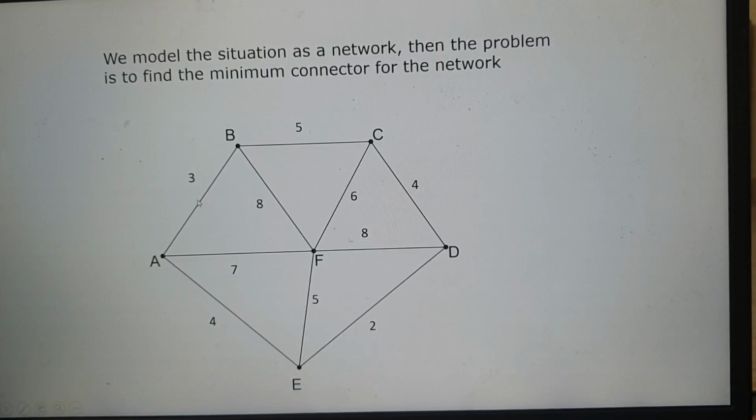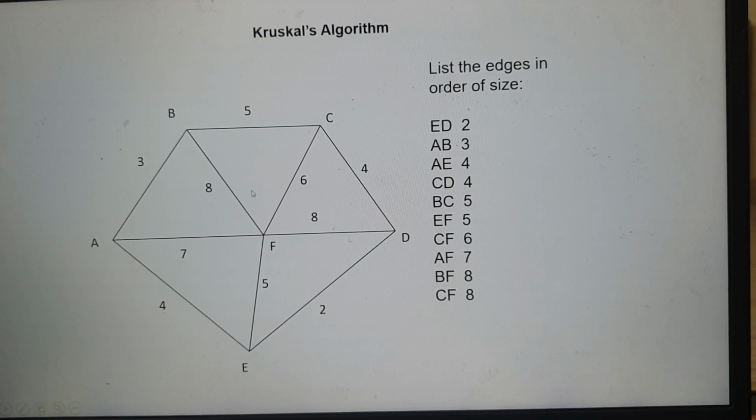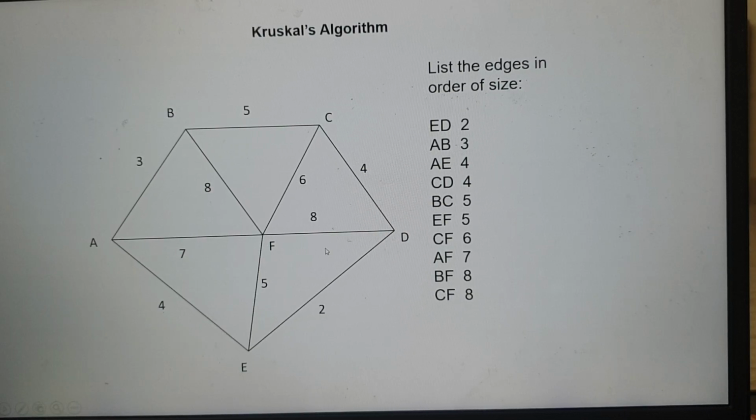The next one is 3, that is AB or BA, anything you can take. Like this you need to take one by one. So I have taken everything. First one is ED, then AB, then AE you can take, or CD you can take. AE is 4, or you can take CD, it is also 4. Then BC, then EF, that is 5, then CF it is 6, then AF 7, then BF, and finally CF. Okay, so this is step 1.